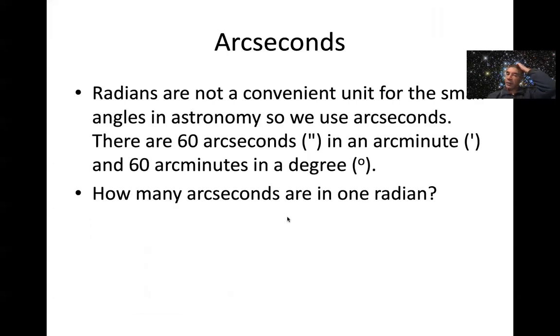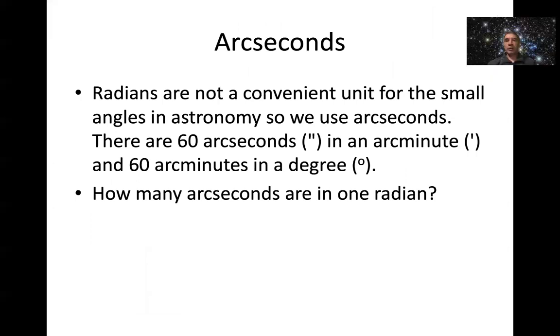So another thing we need to tackle now is what are we going to use to measure the units of angle in astronomy? Because radians are really not very convenient. You know, 1 radian is about 57 degrees. It's a massive angle on the sky. Everything in astronomy is much, much smaller than that.